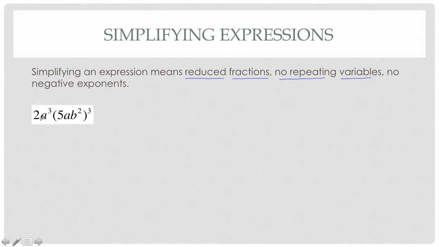It means I do not want any repeating variables. So here I've got a there and an a there. I just want to have one variable of a when I'm all done. And I don't want any negative exponents. So everything needs to be a nice positive exponent when it's all done. Okay, so let's see what we start with.